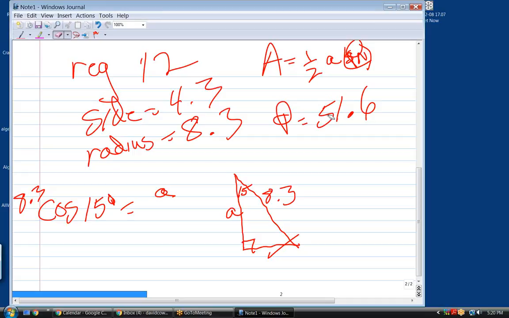Some of these questions I don't understand. They're so simple. They give you a pentagon and they give you the area of one of the triangles and they ask you for the area of the whole thing. Oh, I mean, then you multiply by 5.